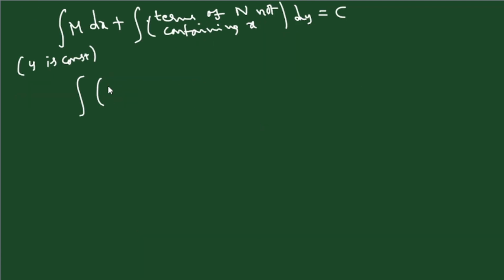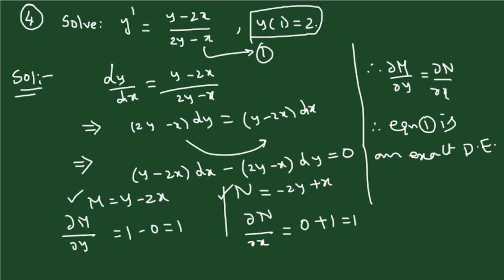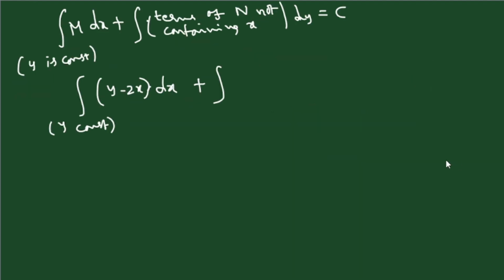So here you will get integral y minus 2x dx, keeping y constant, plus terms of n not containing x. What are the terms not containing x? Terms of n other than x, it is minus 2y only. Okay. So you have minus 2y dy equal to c. So here y is kept constant.